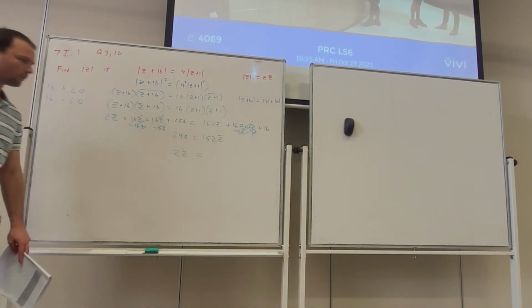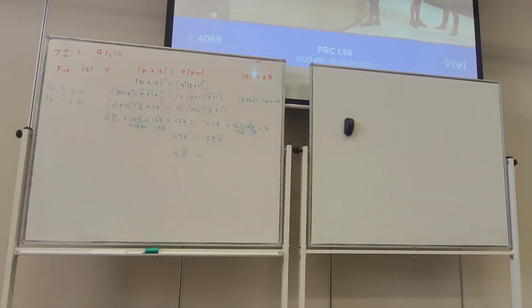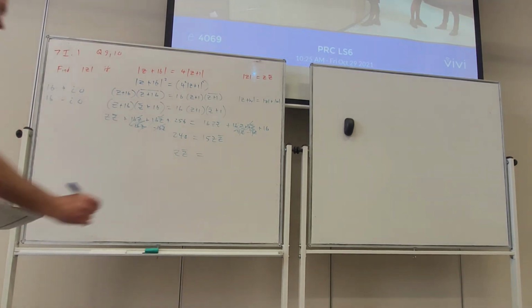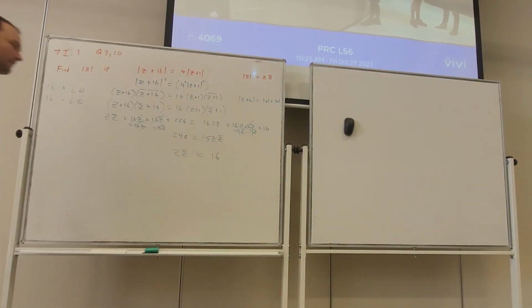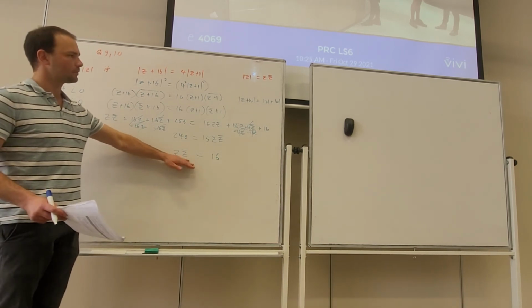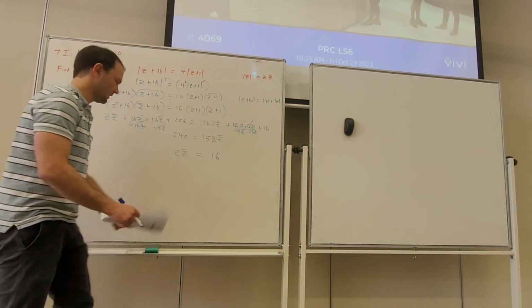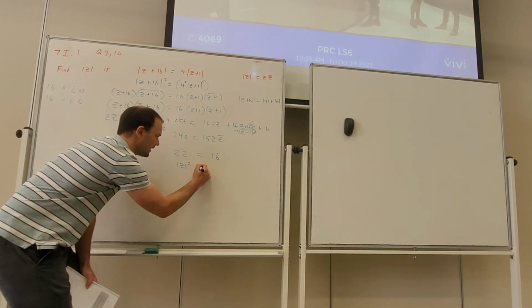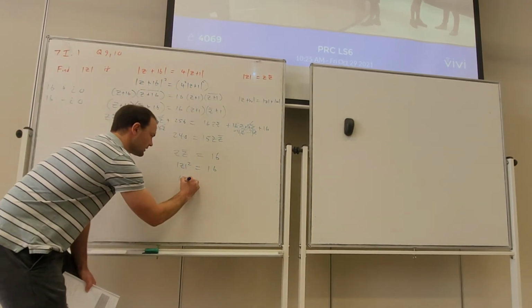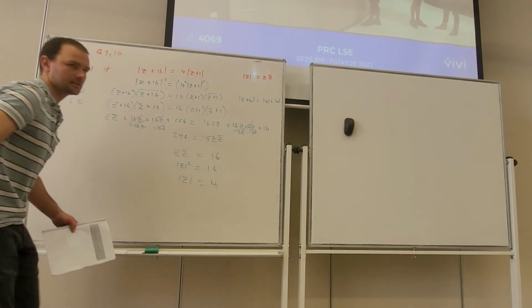15 times 16. Yeah. Now, z conjugate, all right, what was our first rule up here? Z times z conjugate is the modulus of z squared. So we can convert that back, square root both sides, we have the modulus of z squared.